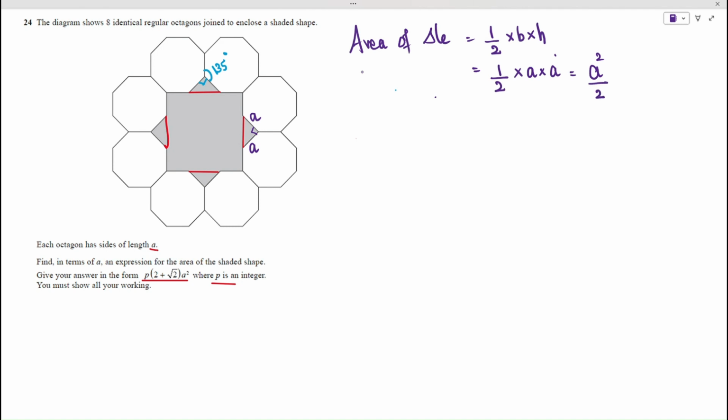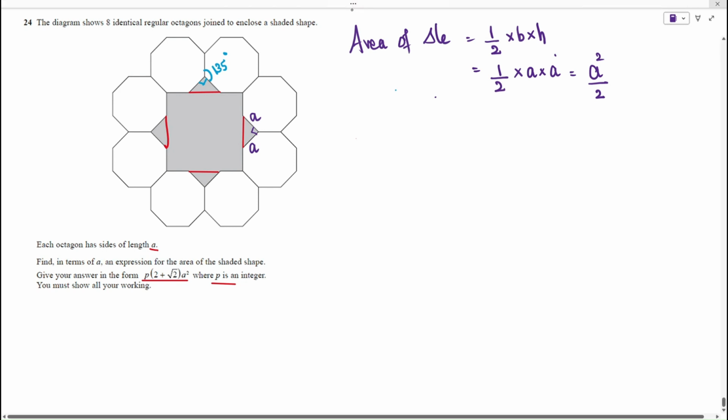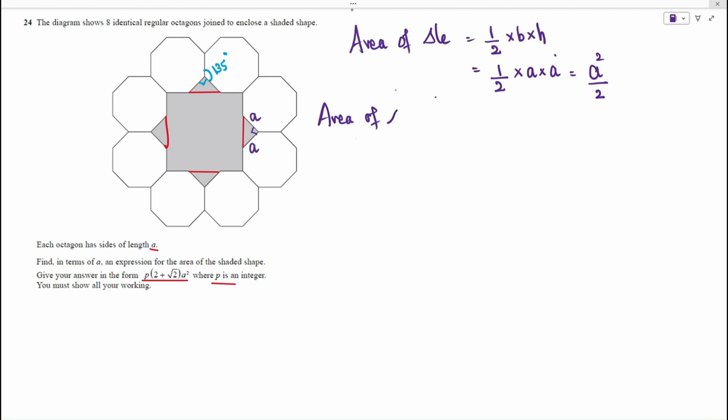Now if we go around our shape, we have 4 of those triangles that we've isolated. So we just multiply our value of one triangle by 4 to get the area of our 4 triangles. This is just A squared over 2 times 4, which gives us 2A squared.